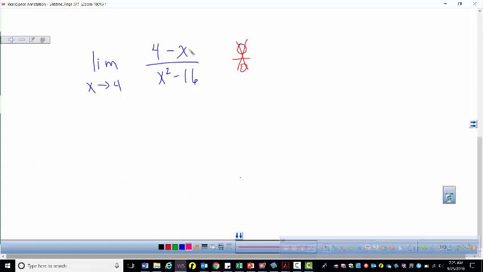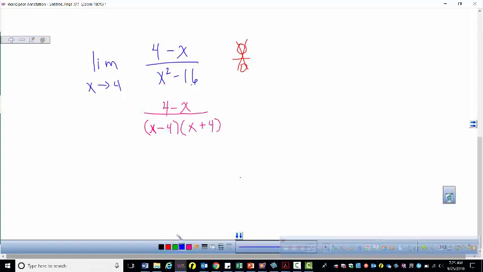The numerator I can't factor because it's already just a linear term. But the denominator is what we call the difference of squares from Algebra 2. So it's x minus 4 times x plus 4. And now you notice that these two are almost the same.